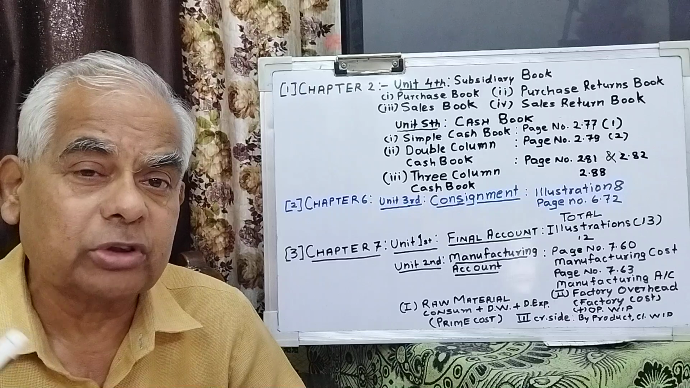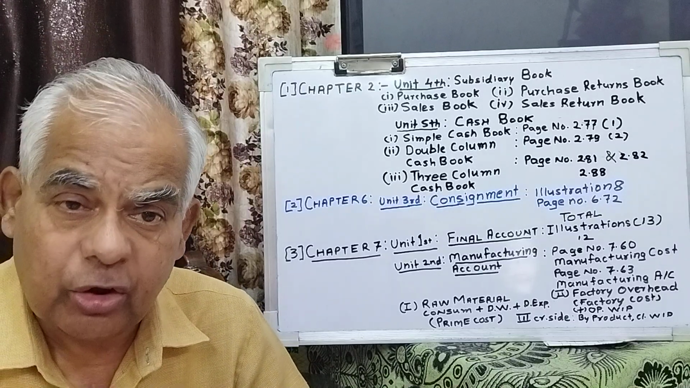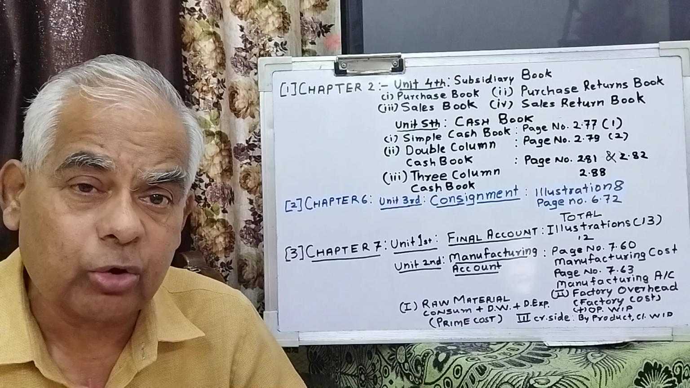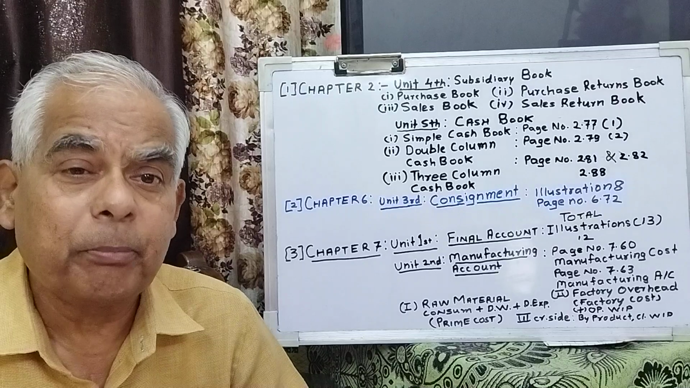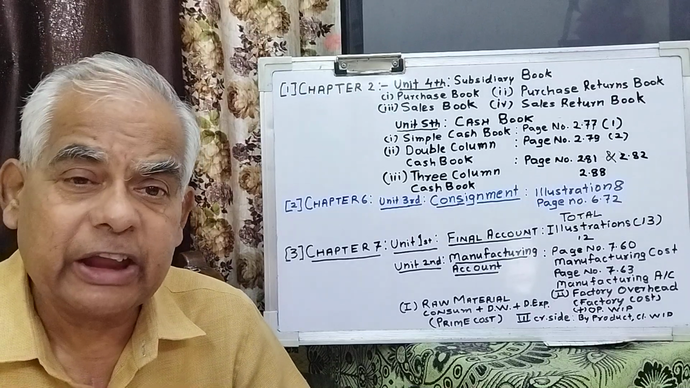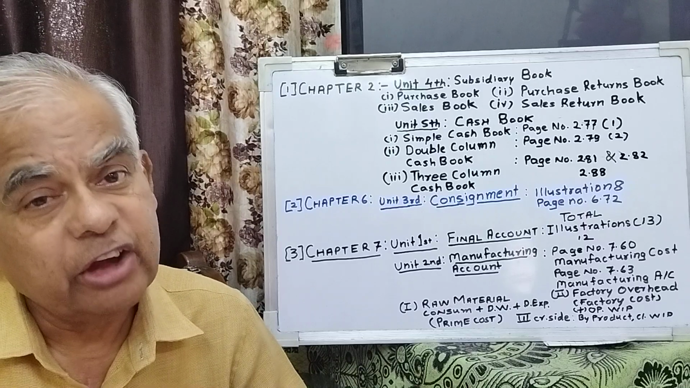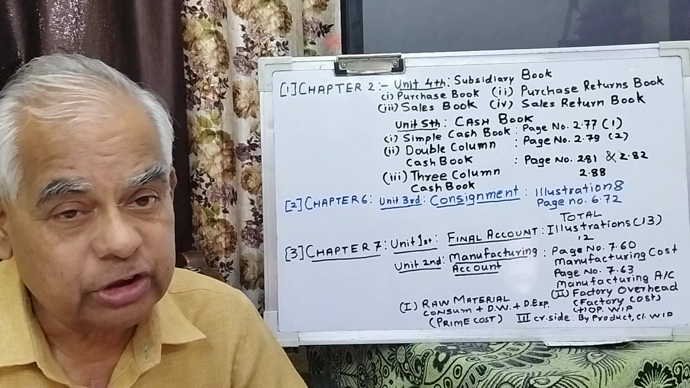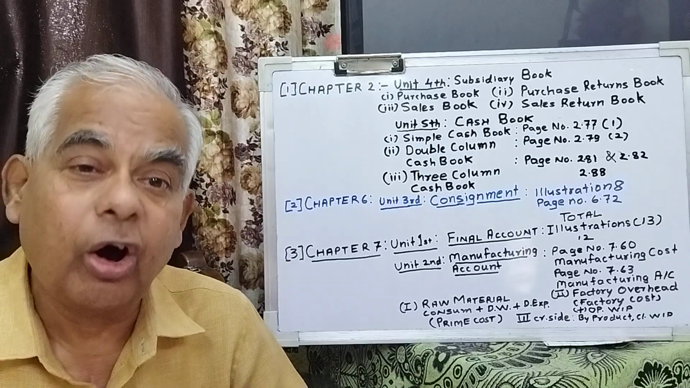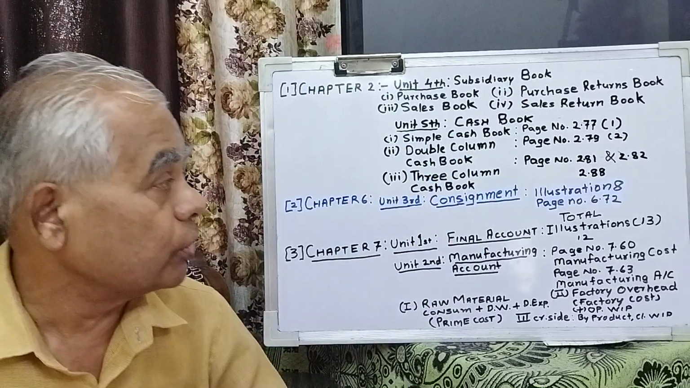Suppose we paid an amount to our supplier, say Y. Y account debit to cash, so in the cash book we are going to record it on the credit side by Y. Or suppose we paid a salary: salary account debit to cash, so in the cash account we are going to record it on the credit side by salary. So cash paid, cash received, for any purpose or any person, accordingly we are going to record the transaction in the cash book.